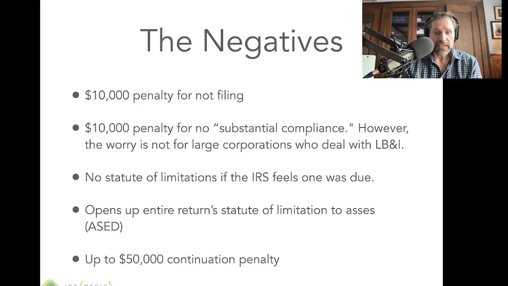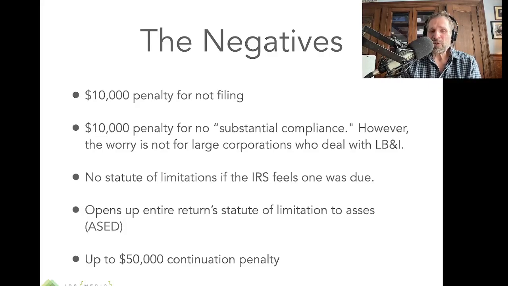Now, the hypothetical I gave was actually a real case. So 2017, he's coming in with a year 2000 5471 penalty. The IRS can do that. And not only that, if the IRS wanted to, they could have opened up his entire return. He was self-employed at the time, to assess him anything else in taxes they felt like was due. They actually didn't do that. So they just hit him with a $10,000 penalty for all the years involved.